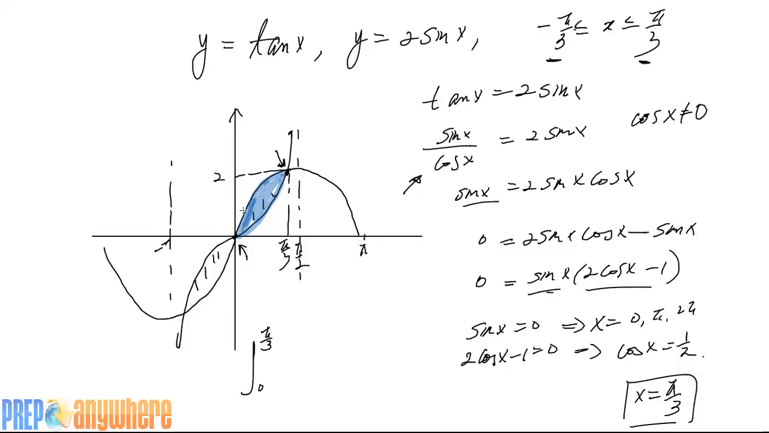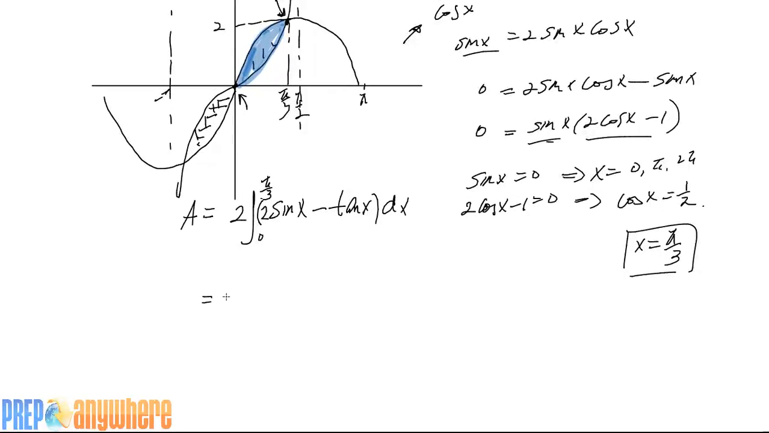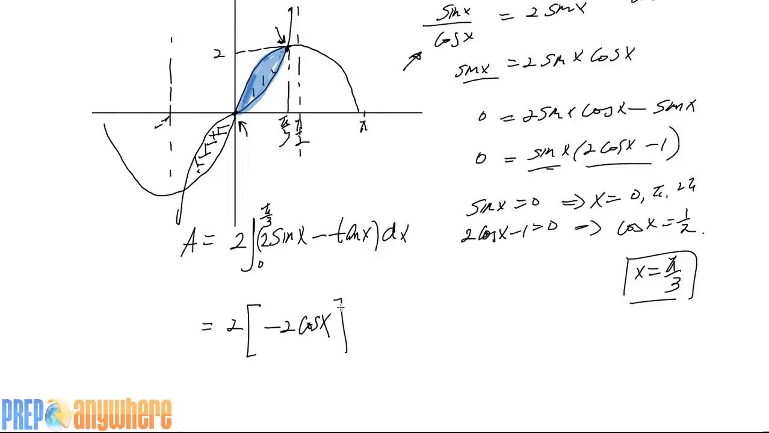In that region, the sine is right on top. So it's 2 sine of x, and the tangent is below, so minus tangent of x. If we double that, that's the area, because there's one right here too. Integration of that is going to be minus 2 cosine of x, from 0 to pi over 3. And then we have a minus 2 integral of tangent of x dx, 0 to pi over 3.